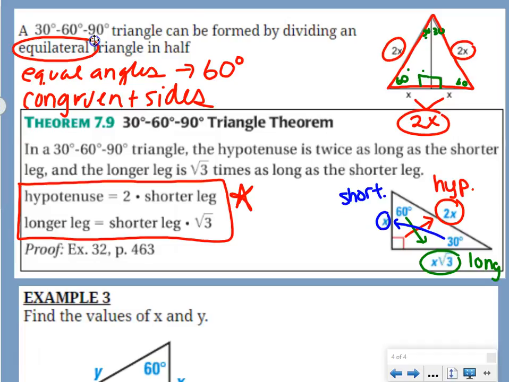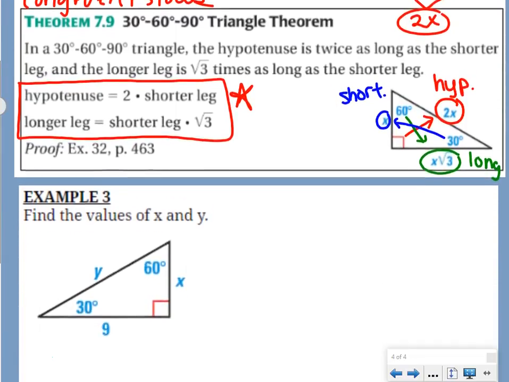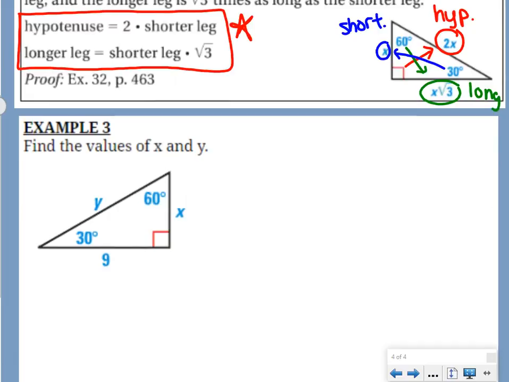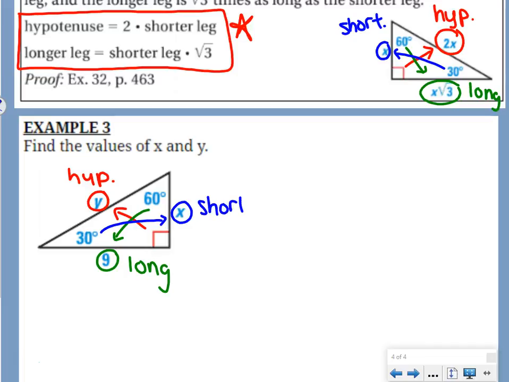All right, so now let's use this theorem to help us find the values of x and y in our example. So we have a 30, 60, 90 triangle. So I'm just going to start off by labeling short leg, long leg, and hypotenuse. So across from the right angle is my hypotenuse. So I'm going to say hypotenuse. Across from the 60-degree angle is your longer leg. So we're going to call 9 the long leg. And then across from the 30-degree angle is your short leg.